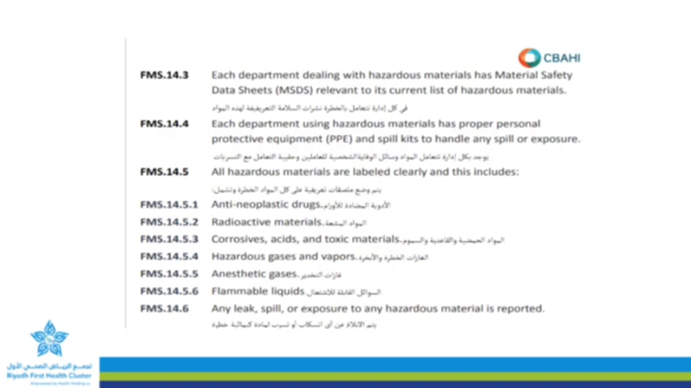FMS 14.4, each department dealing with hazardous materials has proper personal protective equipment or PPE and spill kits to handle any spill or exposure. FMS 14.5, all hazardous materials are labeled clearly, and this includes anti-neoplastic drugs, radioactive material, corrosives, acids and toxic materials, hazardous gases and vapors, anesthetic gases or flammable liquids. FMS 14.6, any leak, spill, or exposure to any hazardous material is reported.